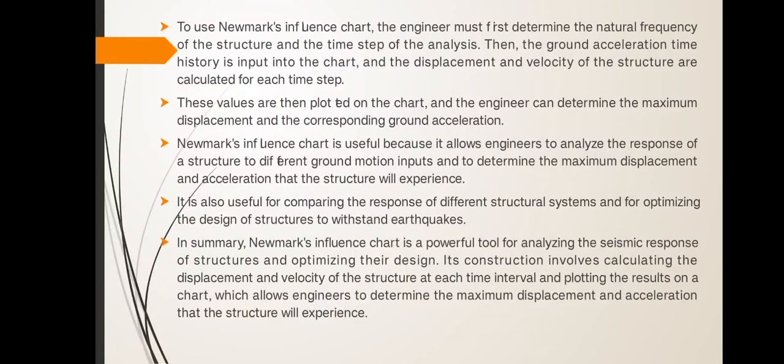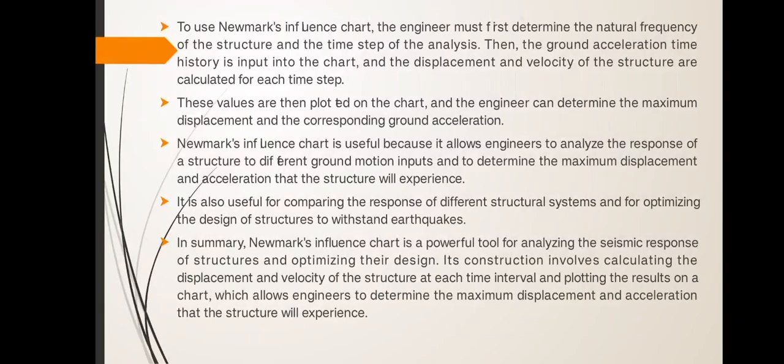To use Newmark's influence chart, the engineer must first determine the natural frequency of the structure and the time steps of analysis. Then the ground acceleration time history is input into the chart, and the displacement and velocity of the structure are calculated at each time step. These values are then plotted on the chart. The engineer can then determine the maximum displacement and corresponding ground acceleration.